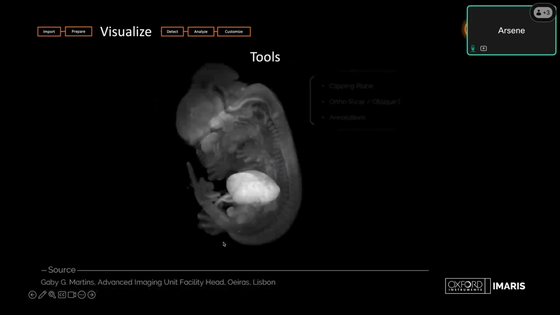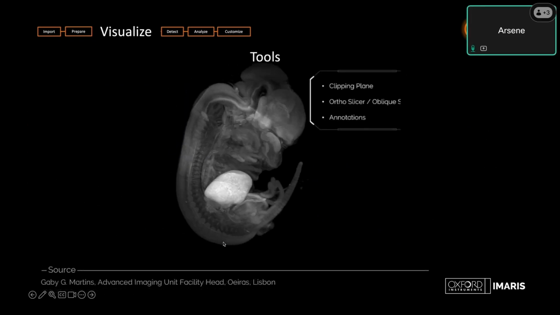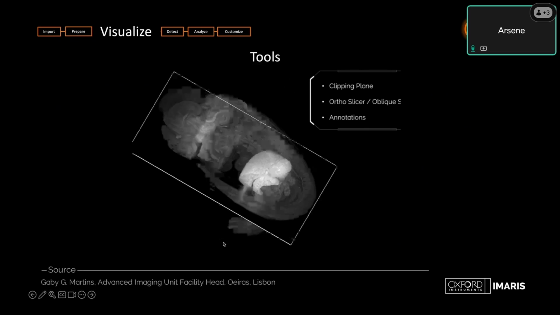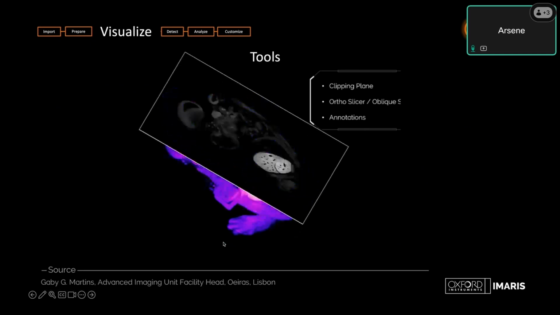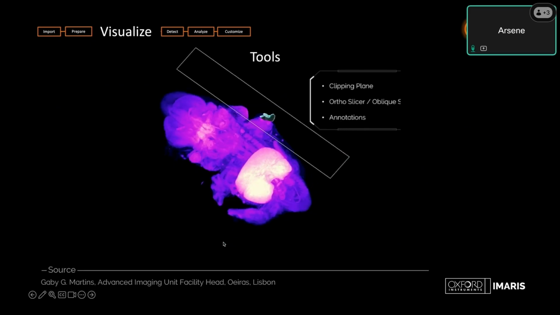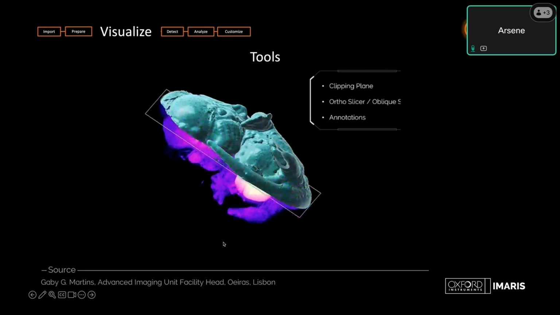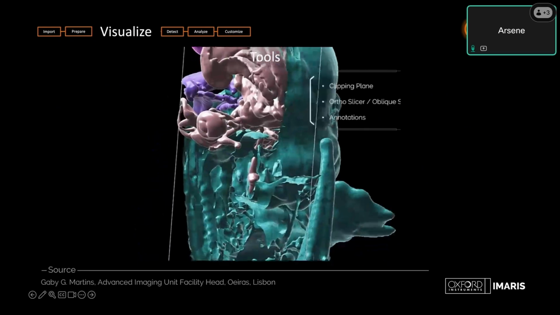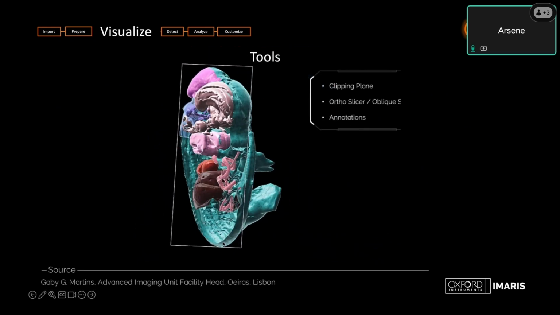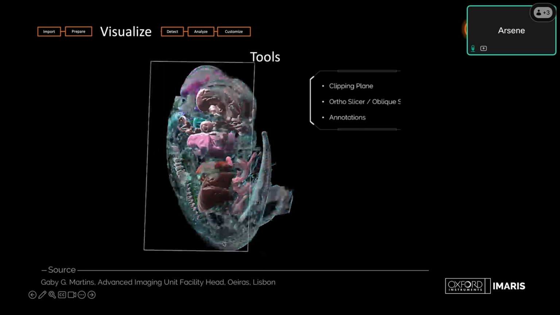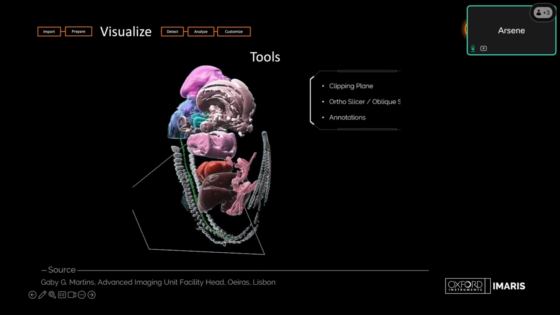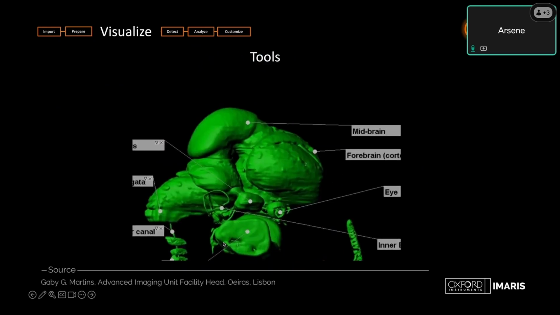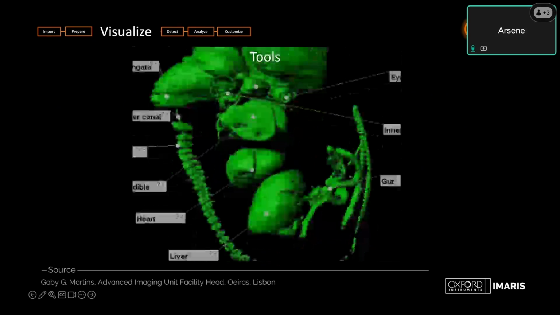IMARIS also has more visualization tools for you to explore your data set. For instance, the slicer allows you to show a 2D projection of your image in the 3D space. And there is a tool called the clipping plane. Clipping plane allows you to cut the structure in any spatial orientation to visualize the inner parts. And we can combine all these tools to create nice informative movies.